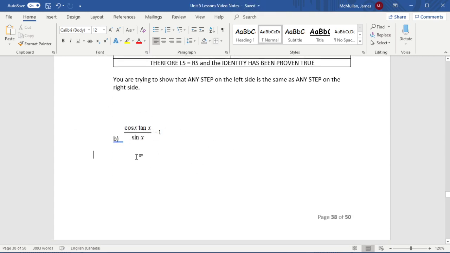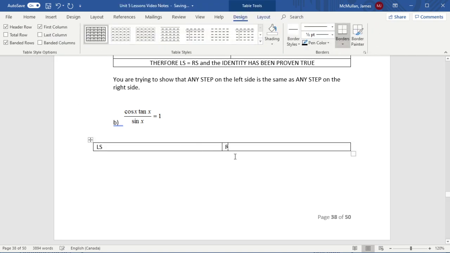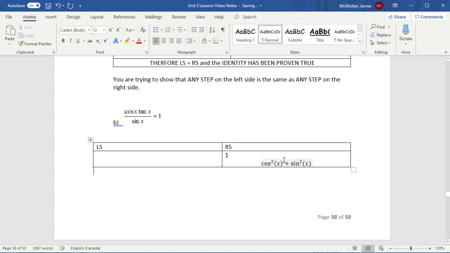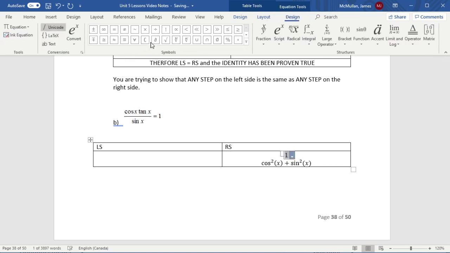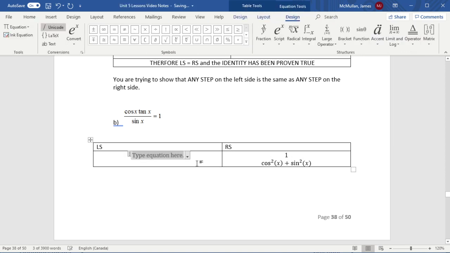Let's try another one. Here you have cos tan over sine equals 1. Okay, so on my left side and on my right side all I have is 1. I don't think there's much I can do with 1, although one thing I could do is replace it with cos squared x plus sine squared x. I doubt that'll be helpful, but I can't think of what else to replace it with, right? I know I could replace it with that.